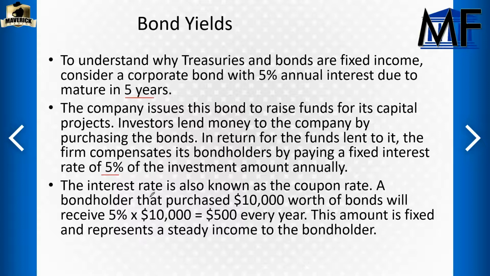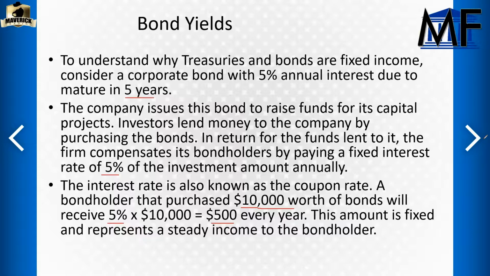The interest rate is known as the coupon rate. So a bondholder that purchased $10,000 worth of these bonds would receive 5% annually, or $500 every year. 5% of their $10,000 investment is $500. This is fixed and represents a steady income. That $500 could come out in annual payments. It could come out twice a year, where they pay $250 and then $250 more, and so forth.